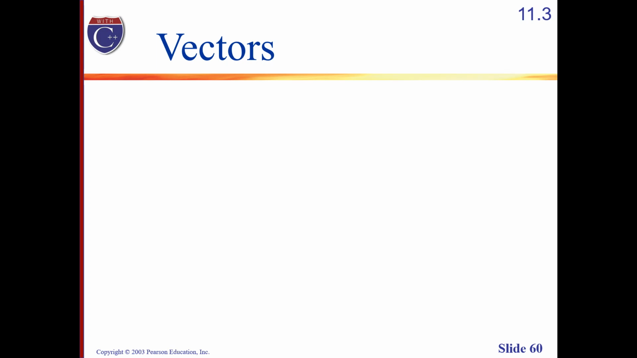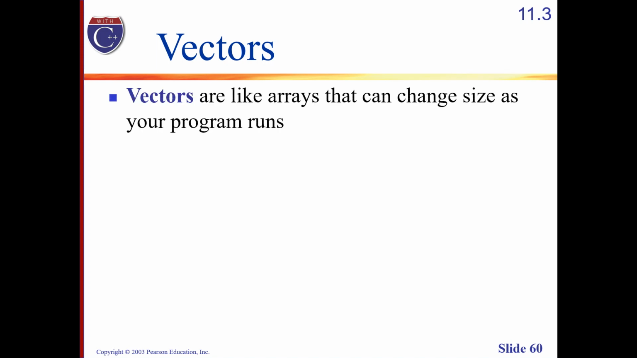We will now proceed with the next section, which is about vectors. Vectors are like arrays that can change size as your program runs, which means vectors are more flexible as compared with a typical array in terms of efficiency and ease of use. Vectors, like arrays, have a base type.